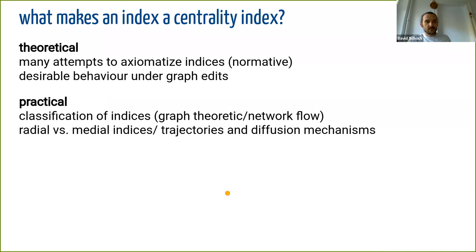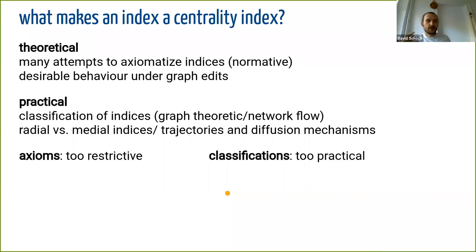There have also been practical tries to characterize indices, to classify indices: what are the graph theoretic notions, on what types of network flows do these indices measure, if they do, what kind of trajectories, what's the diffusion mechanism, and so forth. So trying to classify them in a way that makes clear what these indices are maybe measuring.